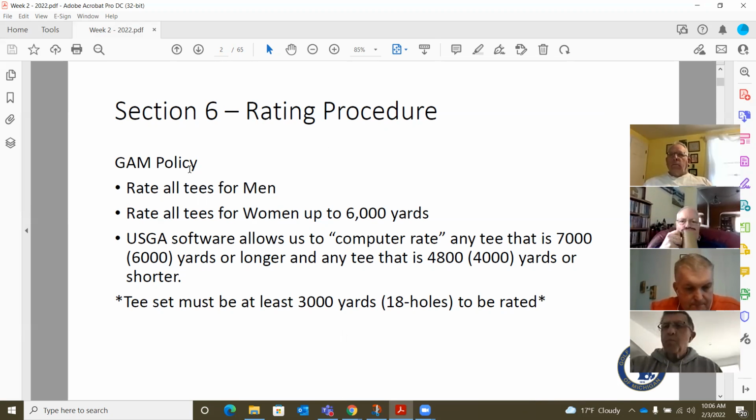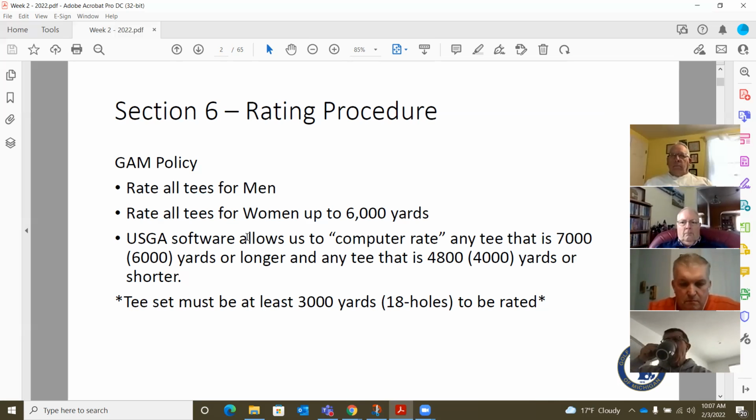Our policy is that we rate every tee for men. So whether it's 7,000 or 4,000 yards, we're going to put a rating together for men. And for women, we rate everything up to 6,000 yards, and in many cases we will do tees beyond that. But the USGA software they provide has the ability for us to do what we call computer rate for any tee that is 7,000 yards or longer for men, or 6,000 yards or longer for women. Or on the short end, any tee that's 4,800 yards or shorter for men, or 4,000 yards or shorter for women.